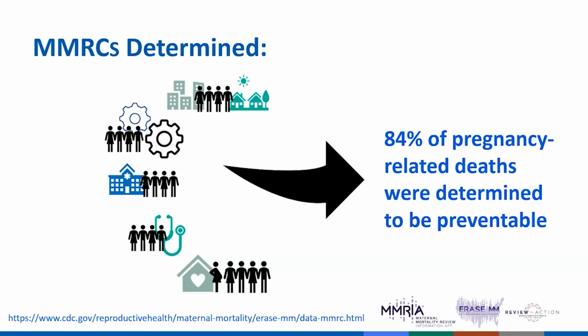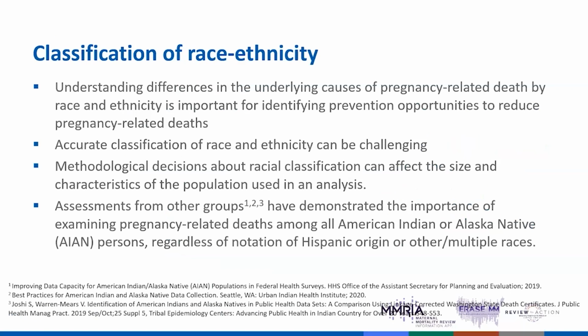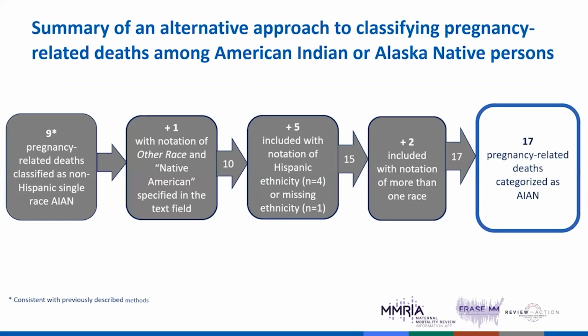As I go on to slide 19, I have to show you some methodological information again, because we know that Black and Native women are disproportionately affected by pregnancy-related mortality in the United States because of the way we classify and categorize people by race and ethnicity. We had to do an alternative approach to classifying pregnancy-related deaths among American Indian and Alaska Native persons to understand what was their leading cause of death in these MMRC data and what did the preventability look like for those cases that were reviewed. So among 17 pregnancy-related deaths that were categorized as Native, if you go to slide 20, mental health conditions were the leading cause of pregnancy-related death.